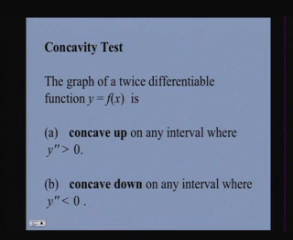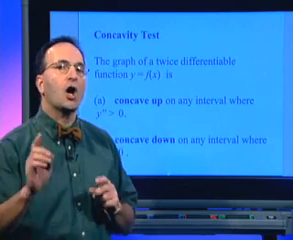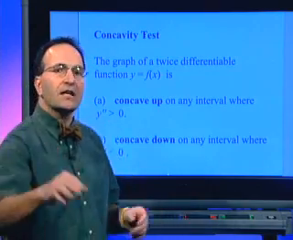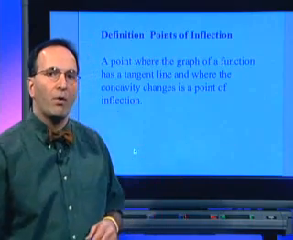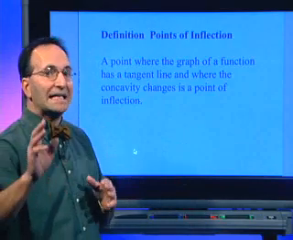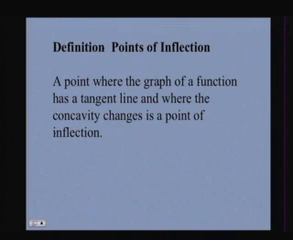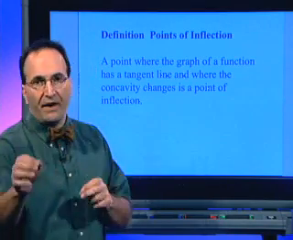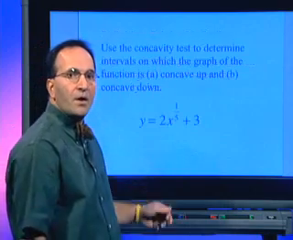The points on a curve where the concavity changes are called points of inflection. Let's take a look at the definition for points of inflection. A point where the graph of a function has a tangent line and where the concavity changes is a point of inflection. Let's look at an example where we find a point of inflection.